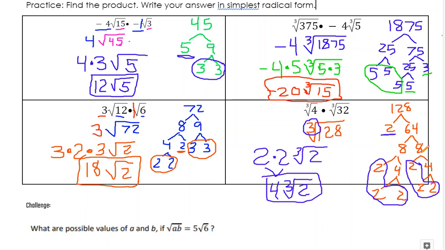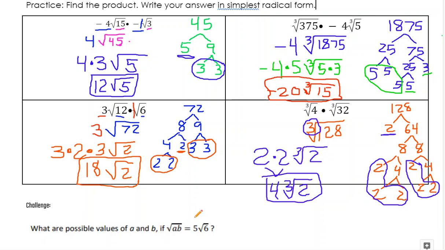64 is 8 times 8. 8 can be broken into 2 times 4, and 4 can be broken into 2 times 2. And that's the same thing for this other 8, right? And since this was a cube root, you look for your groups of 3. So I see I have a group of 3 2's here and a group of 3 2's here. So I pulled out 2 2's, 1 for each group of 3, and I had 1 2 stuck inside here, right? So that stays trapped inside of our radical, right? So that gives me 2 times 2 gave me 4, so it'd be 4 times the cube root of 2.